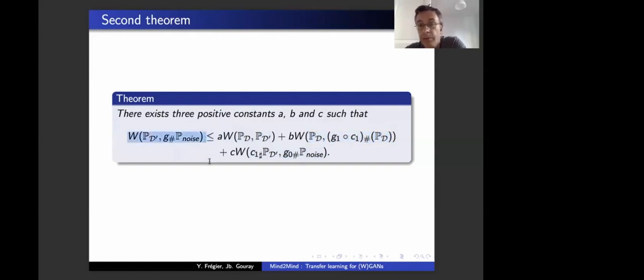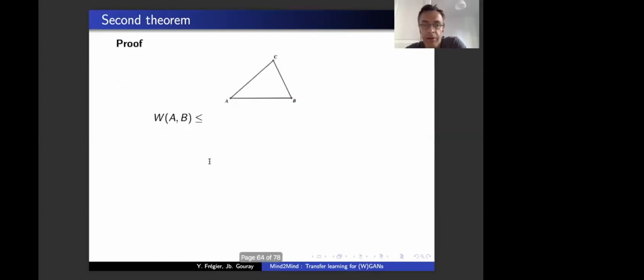And the proof is very simple. It's only four times, I think, the triangle inequality. So here's the triangle inequality. It says that the distance between A and B is smaller than the distance between A and C plus the distance between C and B. And we apply this to what we want to control: the new distribution, the autoencoder and the GAN, sorry.